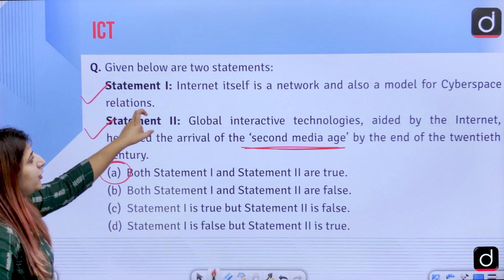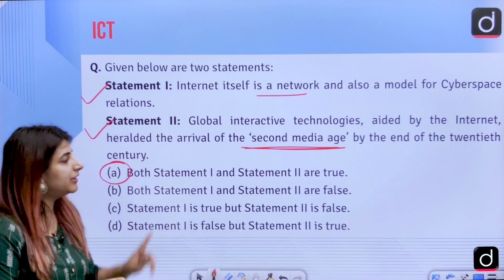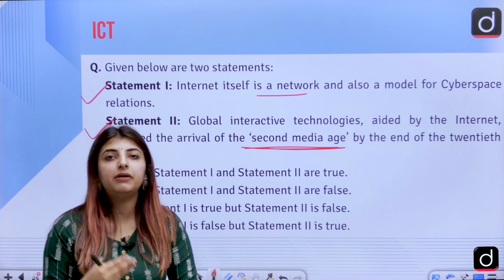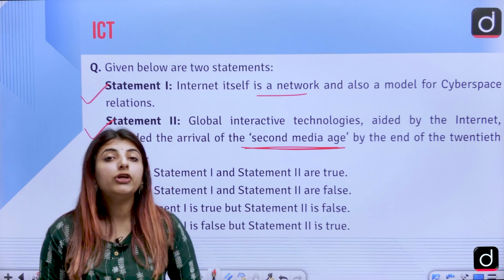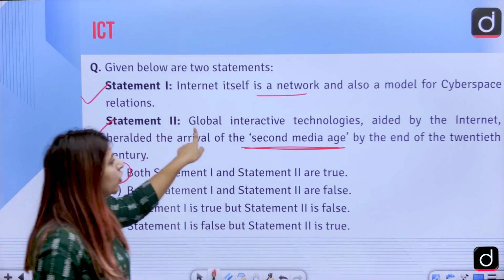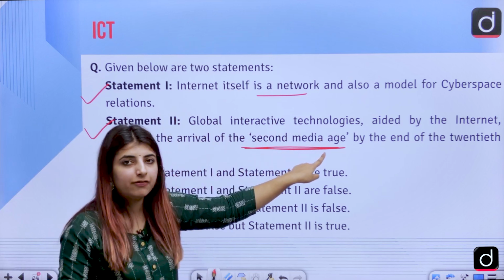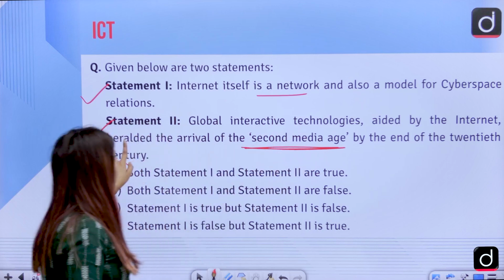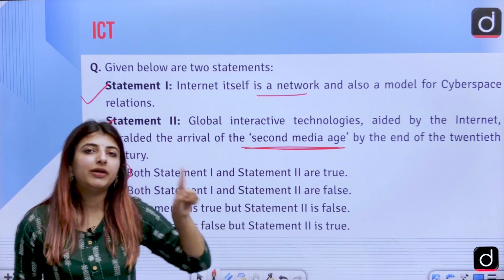Now let's just see if we talk about internet. Internet itself is a network and also a model for cyberspace relations. Yes, because people develop relations, people talk to other people, right? Through the usage of internet, and we connect worldwide. Statement 2, global interactive technologies, for example, if we talk about Zoom, if we talk about Google Meet, heralded the arrival of second media age by the end of the 20th century.